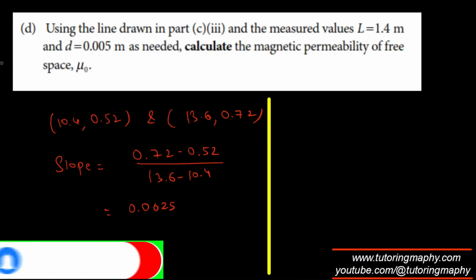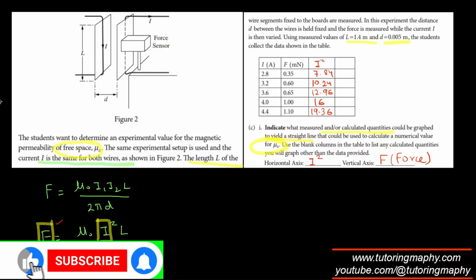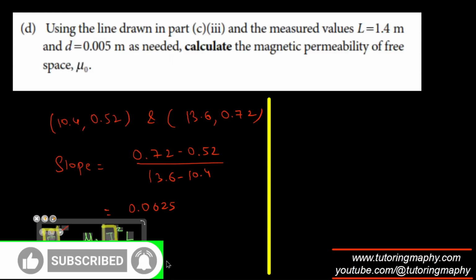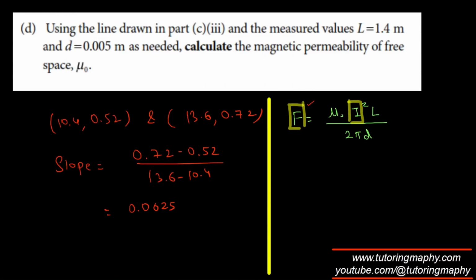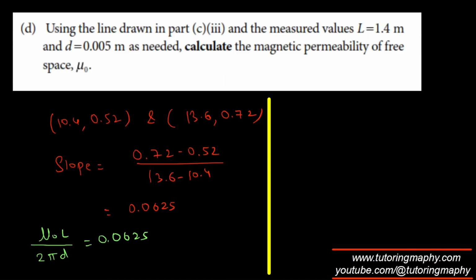Now I want to find the value of mu naught. I'm just going to borrow that slope from here. So let me just copy and take this over on that slide. All I'm interested in is the slope value, which is mu naught L over 2 pi d, and that is equal to 0.0625. If we isolate mu naught from here, that's going to look like 0.0625 times 2 pi d over L. Let's plug in the numbers.